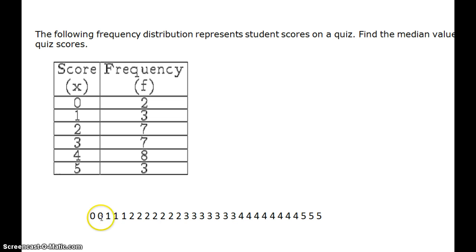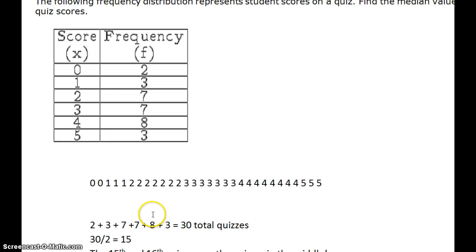So one way to find the median would be to find the middle number on a list like this. You don't want to rely on this method though, because what if there were like 300 people in the class? There would be 300 numbers listed here, and it'd be really time consuming to find the middle that way. So this class actually had 2 plus 3 plus 7, 7, 8, 3, 30 quizzes. So there's 30 students in this class.